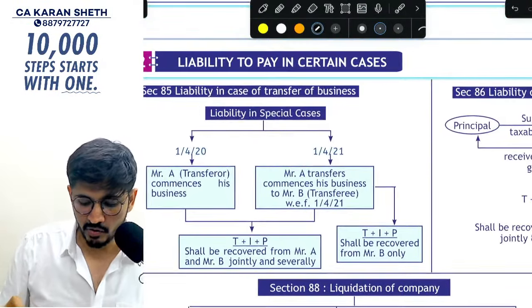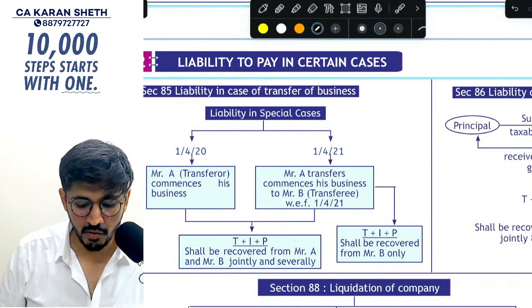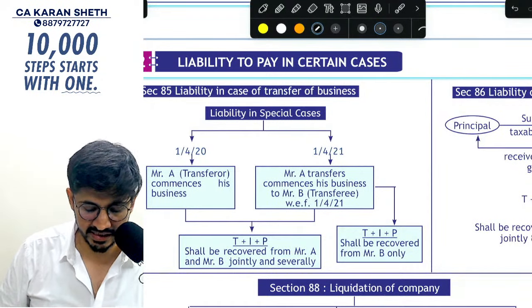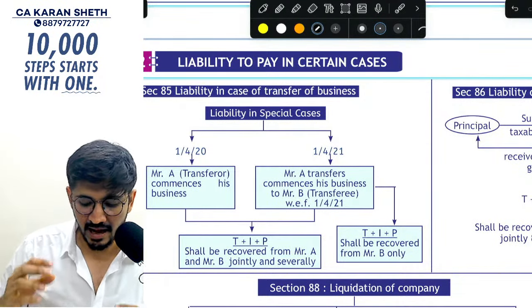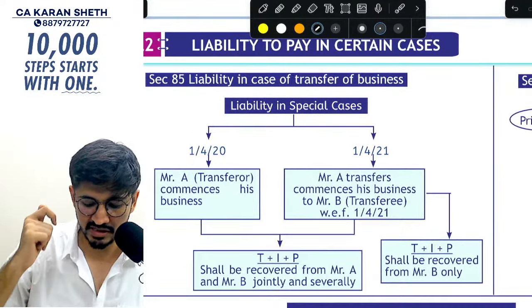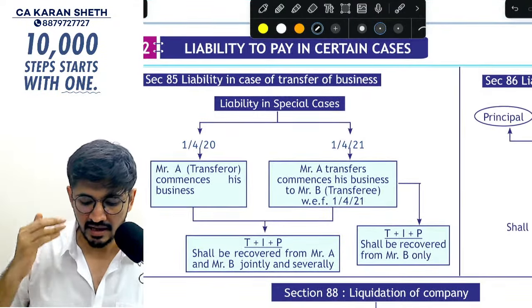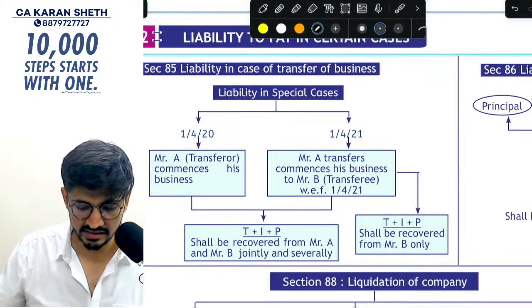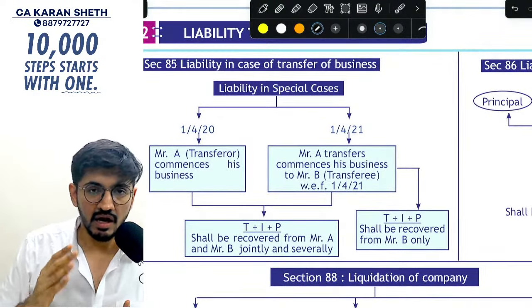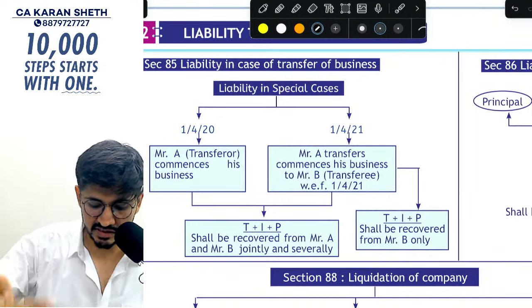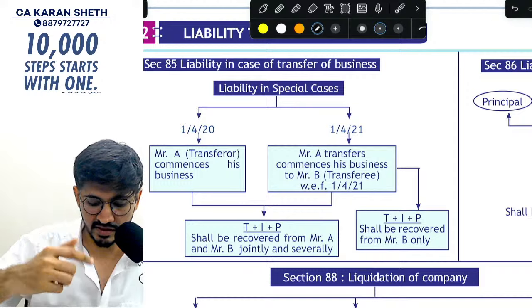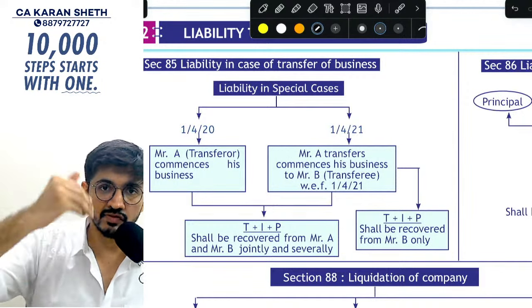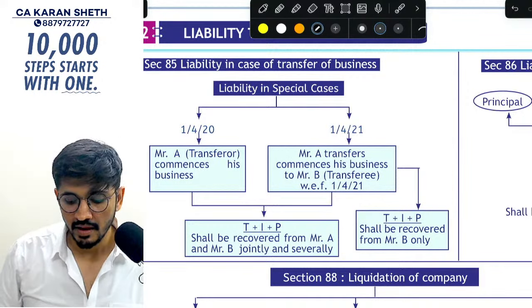Okay. So my dear friends, now comes liability in special cases. Understand, liability in case of transfer of business. Let's quickly do this. Very simple, my dear friends. There is a transferor and a transferee. The transferor transfers the business to the transferee, right?